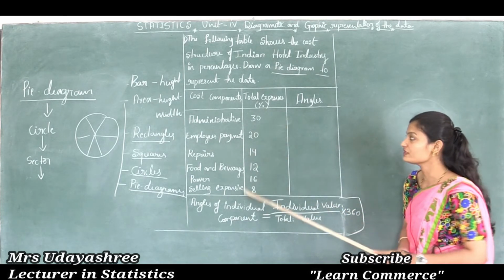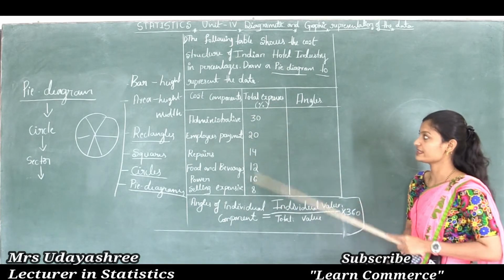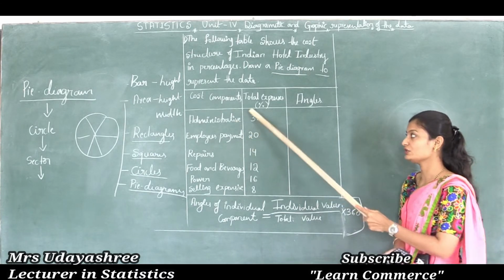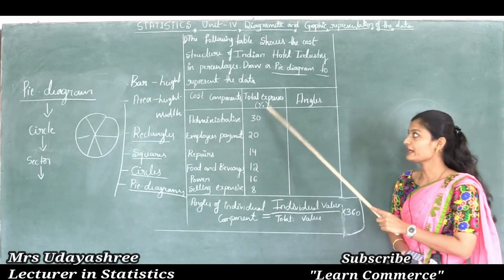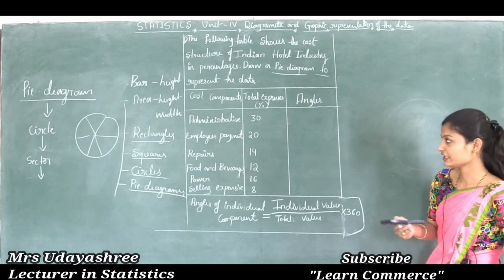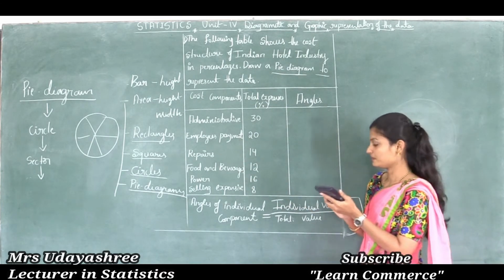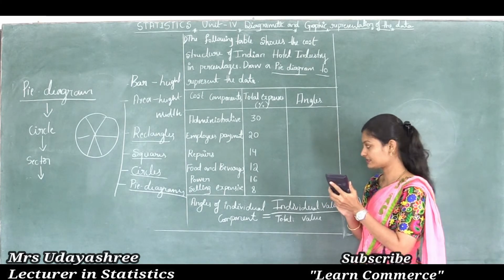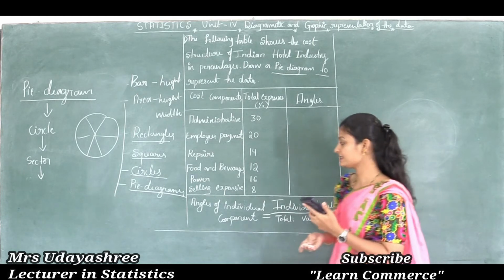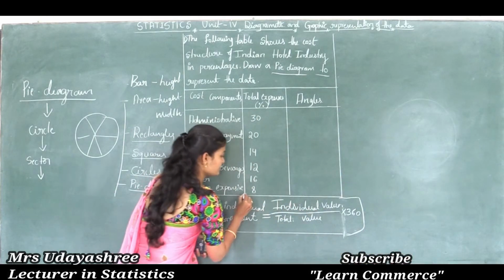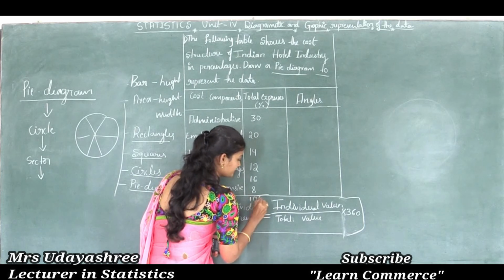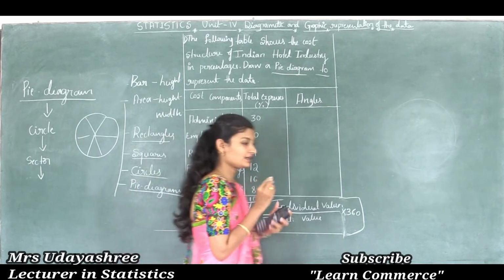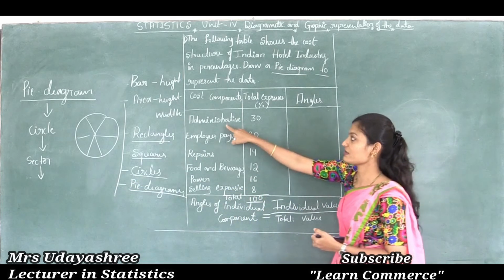That is the total of these expenses. Before converting this individual value into angles, we need to find the total of these expenses. So here the given observations are 30 plus 20 plus 14 plus 12 plus 16 plus 8. So that is 100. This total is 100. So here I will write 100. See, here 100 is the total. Okay.